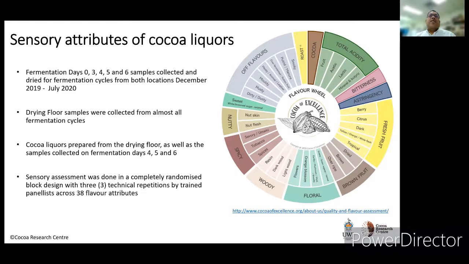Samples were collected from fermentation days 0, 3, 4, 5, and 6 for the various assessments. Cocoa liquors were prepared from and sensory evaluation carried out on samples from the drying floor, as well as those collected on fermentation days 4, 5, and 6. Sensory assessment was done in a completely randomized block design with 3 technical repetitions by trained panelists across 38 flavor attributes using standard methods.